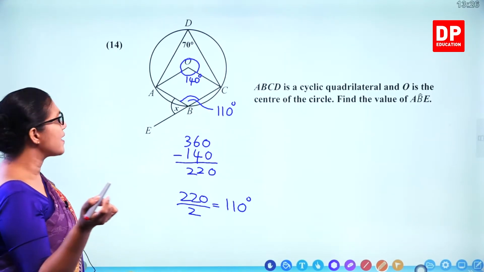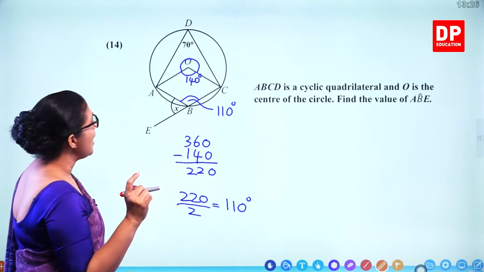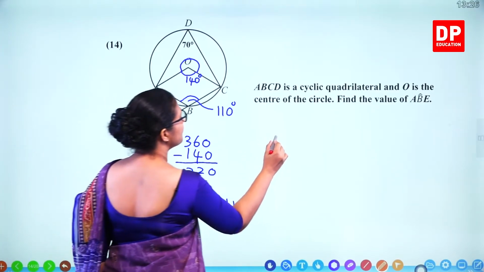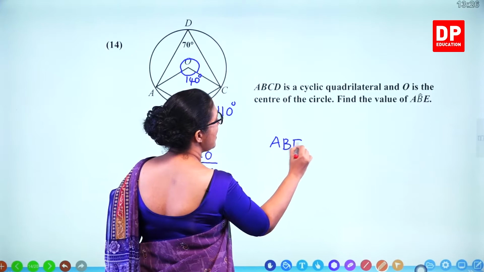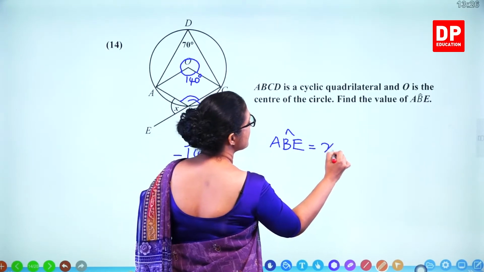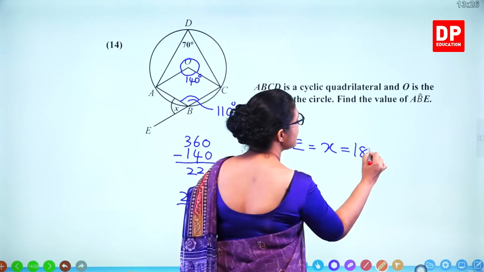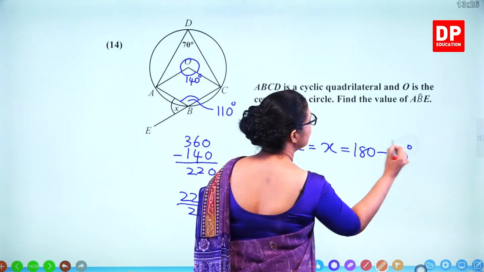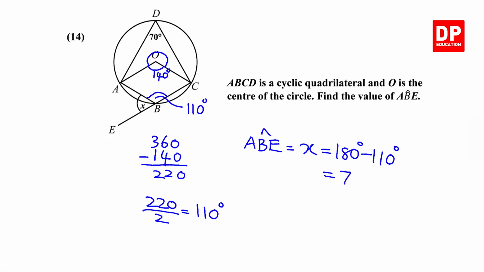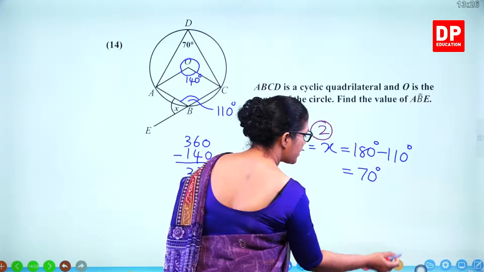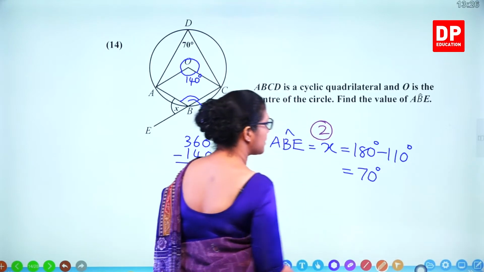So what is x? ABE angle. ABE angle x is equal to 180 minus 110. So you get 70 degrees. So 2 marks for the accuracy and the method mark.